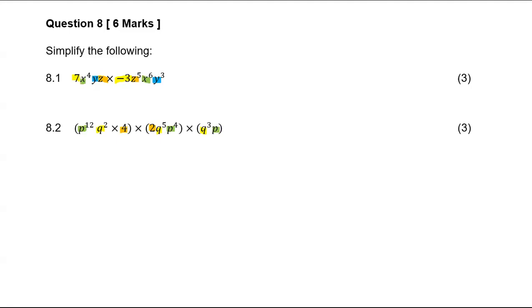Q to the exponent of 2 times q to the exponent of 5 times q to the exponent of 3 will be q to the exponent of 2 plus 5 plus 3. And that is q to the exponent of 10. Your answer here will be 8 p to the exponent of 17 and q to the exponent of 10.